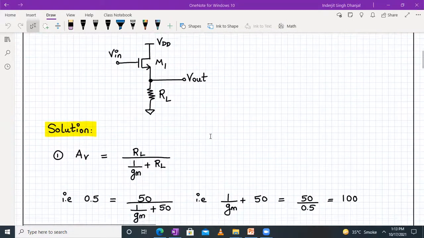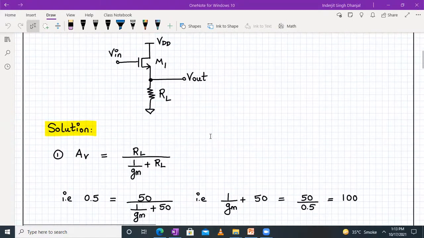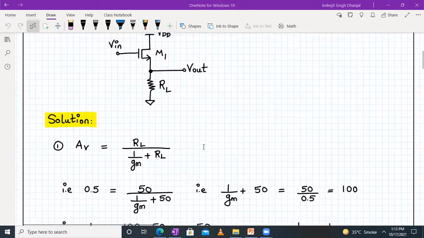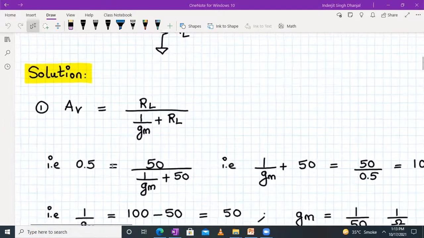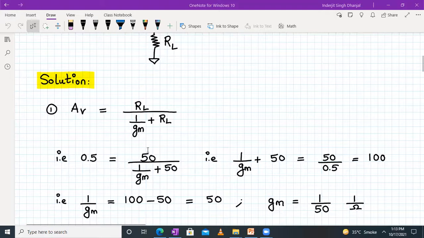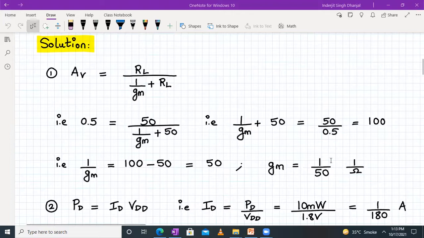First of all, we should know the formula for the voltage gain. We have discussed this before, for lambda equal to 0 and gamma equal to 0, that is, the body effect is not present. The voltage gain is given by RL divided by (1 upon gm plus RL). No need to discuss this further because we have already covered it. This is the formula for a source follower. From here we have to find the gm value. AV is given as 0.5 and RL is 50, so gm comes out to be 1 upon 50 ampere per volt, or in units of 1 upon ohm.